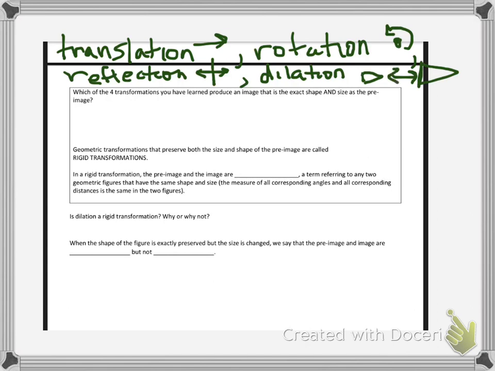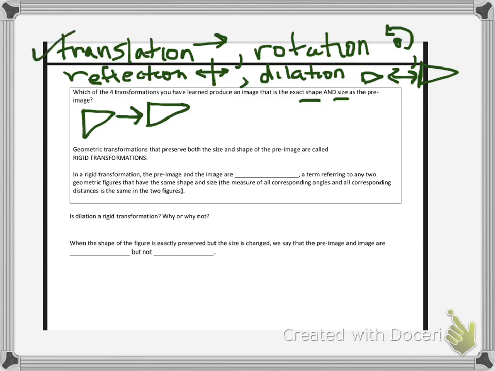So, of these 4 transformations, which ones produce an image that is the exact shape and size as the pre-image, which is what you started with? Well, translation certainly does. Let me fix it so it actually does. Okay. So that certainly produces something that is the same size and the same shape.